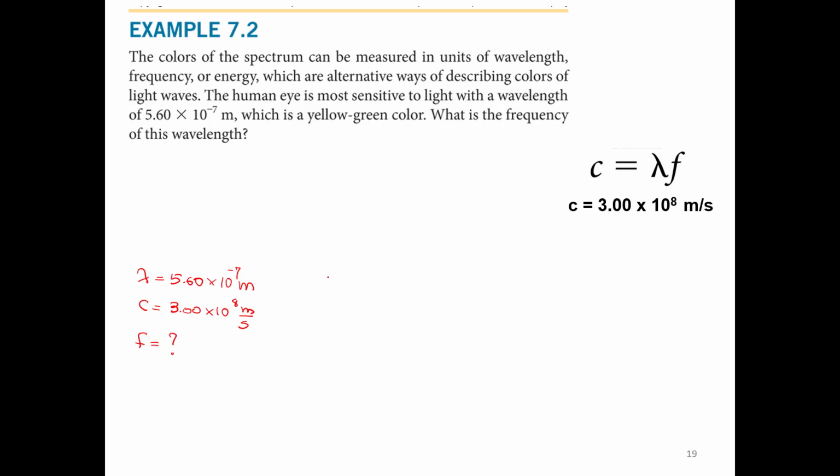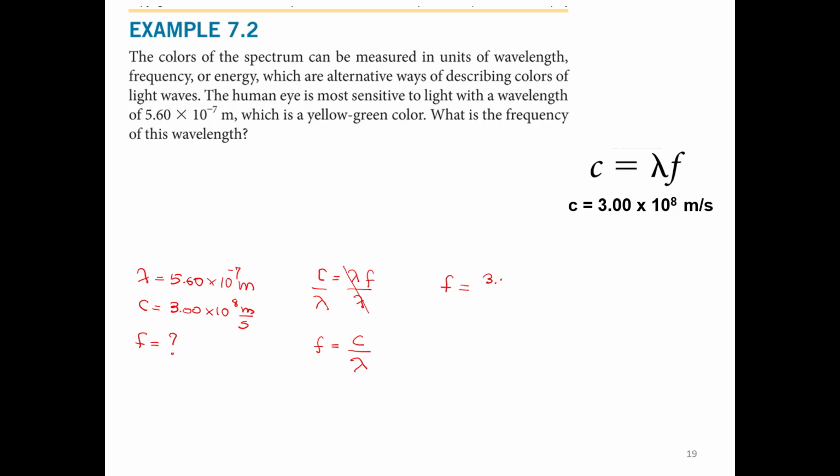Let's apply the equation, because we need to solve for the frequency. We divide by the wavelength on both sides. And finally we have the frequency equals the speed of light divided by the wavelength. The next thing we need to check is whether the units are consistent before starting to calculate. Are the units consistent? Yes, as we have meters per second, no problem. And now we can just calculate the frequency.